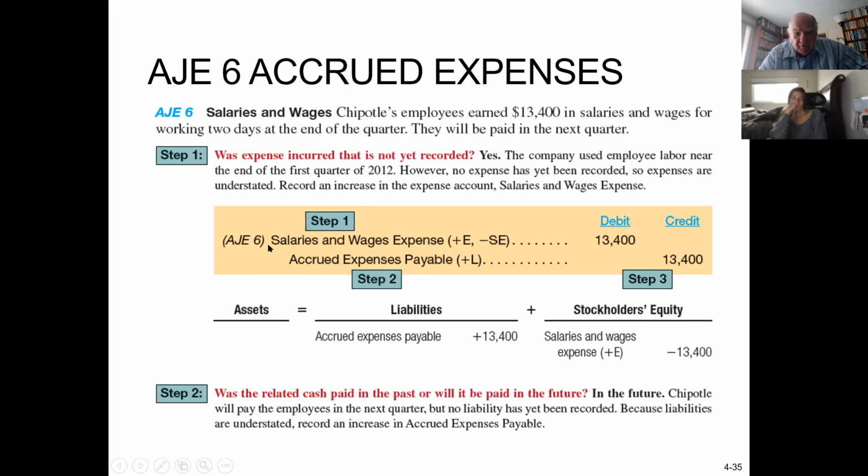We do it as follows. We debit salaries and wages expense, and we credit accrued wages payable. They're saying expenses, that's okay. Accrued wages payable. As soon as you see the word accrued, you know it's a payable.